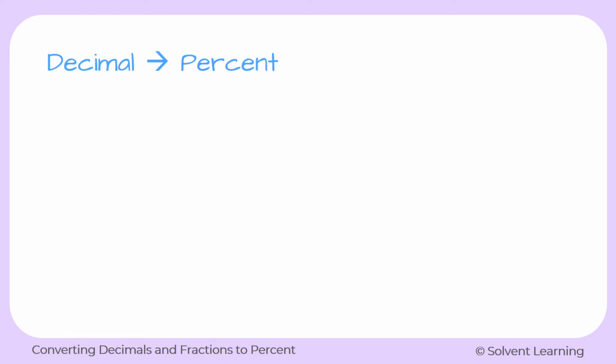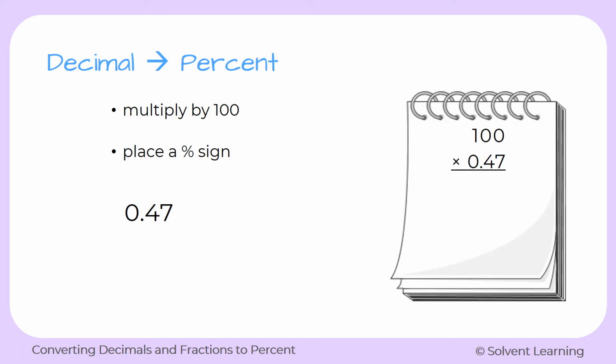First, we'll convert a decimal to a percent. So we'll multiply the decimal by 100 and then place a percent sign after it. Let's convert 0.47 to a percent. We'll take 100 and multiply it by that decimal. And remember, when we're doing multiplication, we're going to multiply each digit of the second number times the top number. And we'll start at the end.